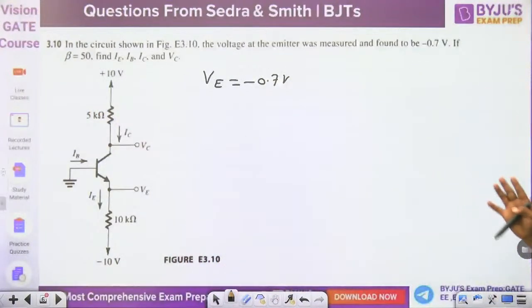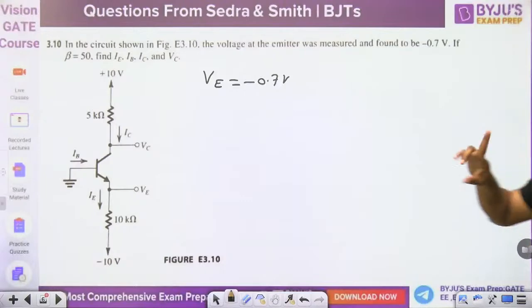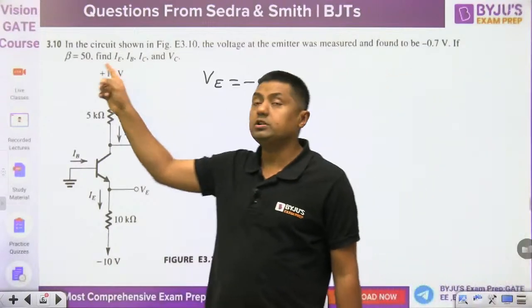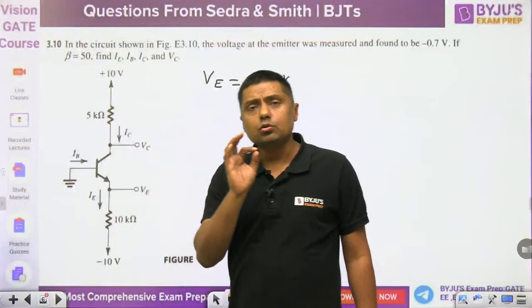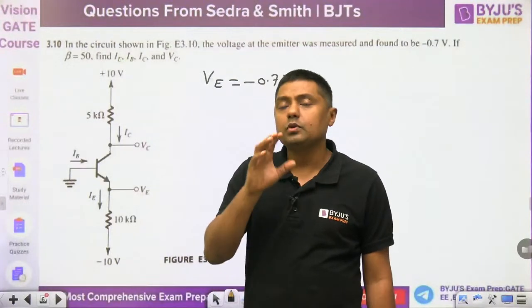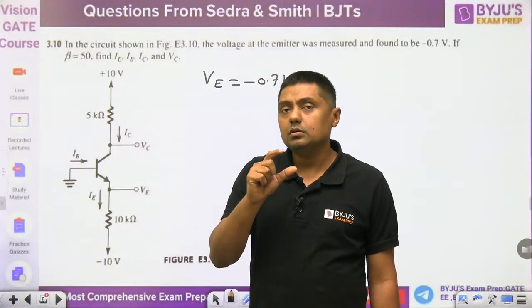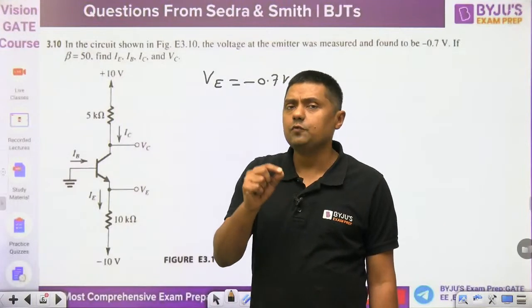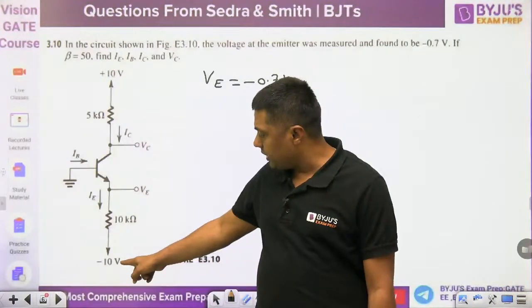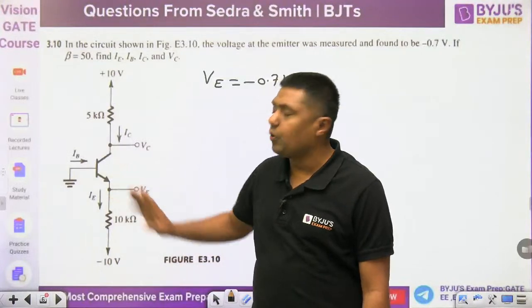Now everyone watch this. This is a very simple question. Here we are giving two supplies. One is 10 volt. This is called VCC. Normally we want to keep the collector junction reverse biased and the emitter junction forward biased. Here we are giving the negative voltage to make this emitter junction forward biased.